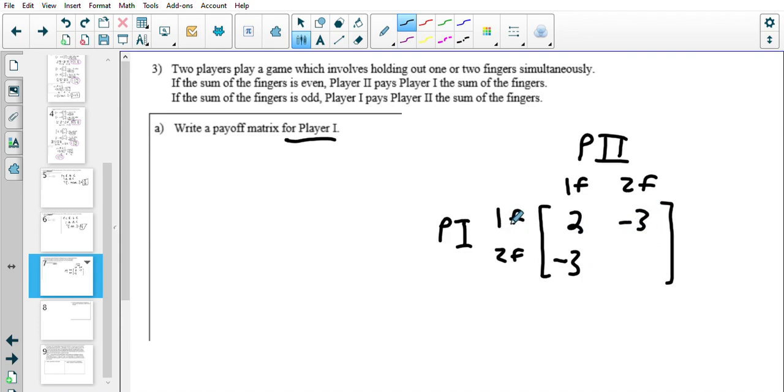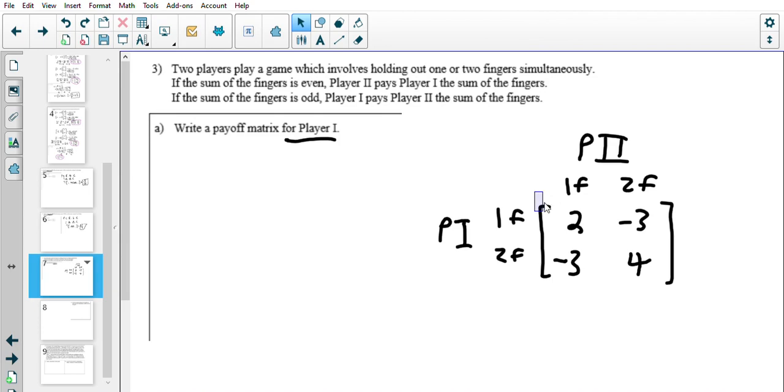So if he plays 2 and the other player plays 1, or if it's 1 against 2, either way, that's going to be a negative result of 3 for our player 1, our row player. And then the last possibility is they both played 2 fingers, so that would be a sum of 4, 4 is even, so that's a positive result for our row player. So there's our payoff matrix: 2, -3, -3, and 4.